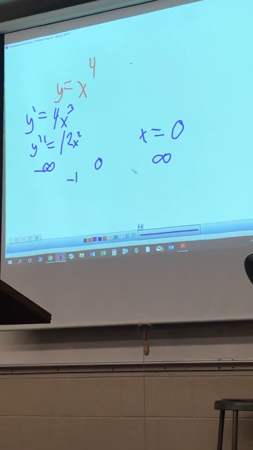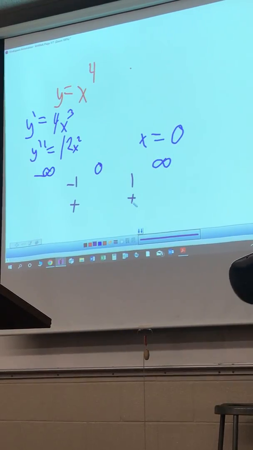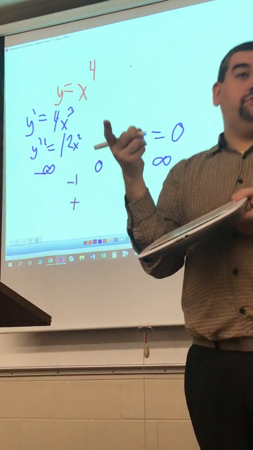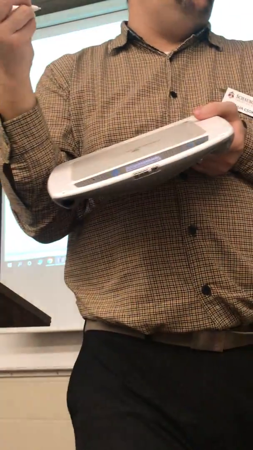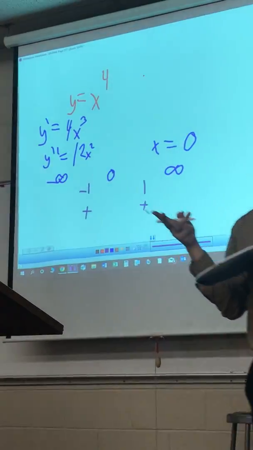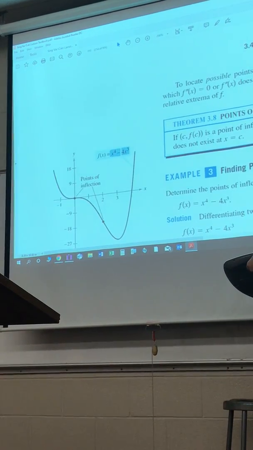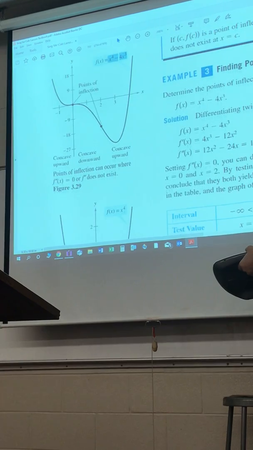What do you notice about this? They're both what? So is 0 a critical number? Yes, of the double derivative. But is it a point of inflection? Why not? Because it doesn't change. Take a look at the graph. Always go back to the graph, like when we were practicing this for the first time.